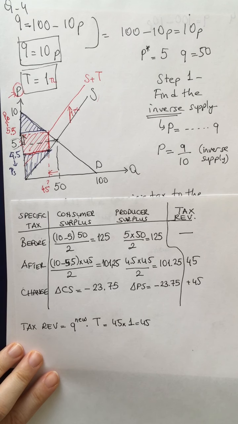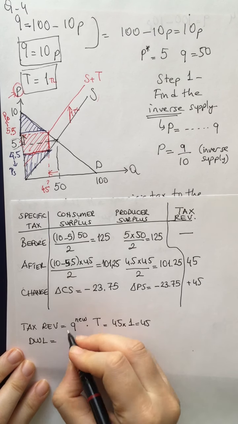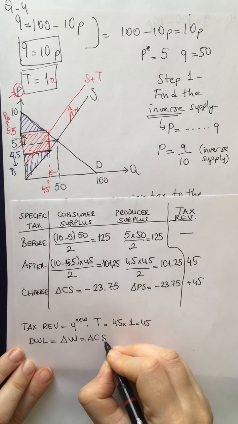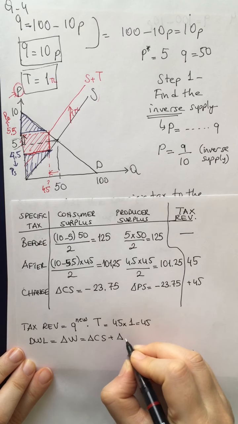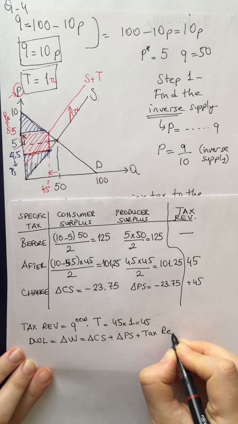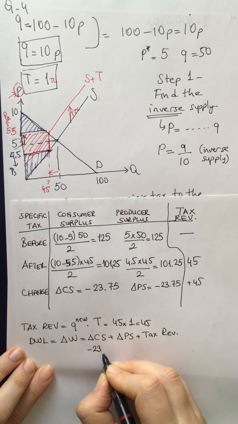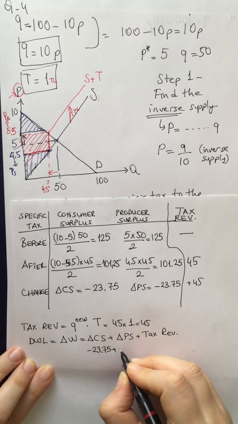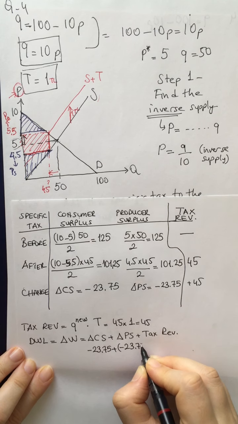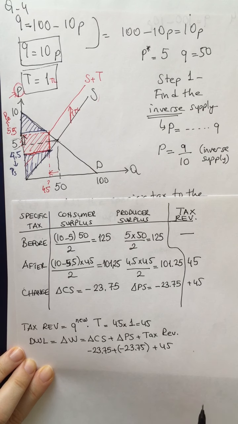What is the deadweight loss of this policy? Deadweight loss, or change in welfare, is the change in consumer surplus plus change in producer surplus plus tax revenue. So what is it? It is minus 23.75, again minus 23.75, plus 45.